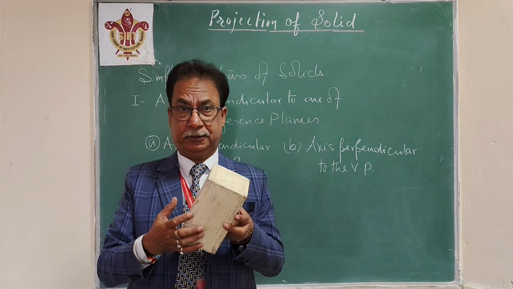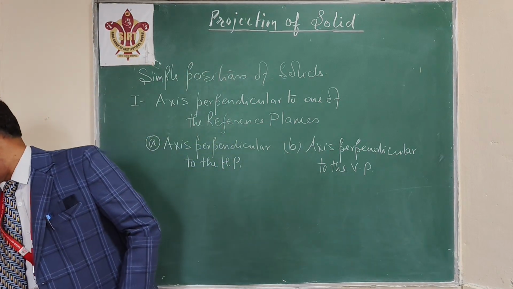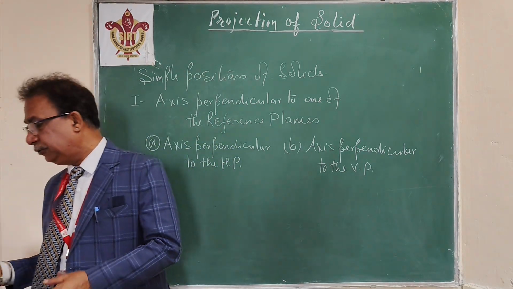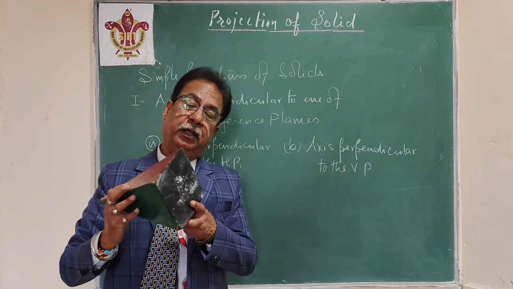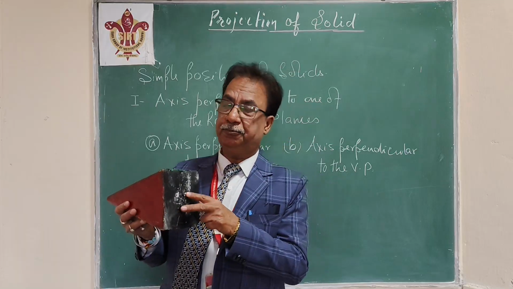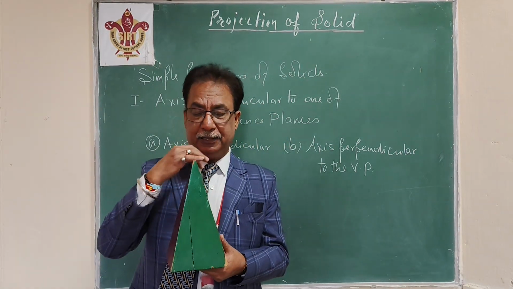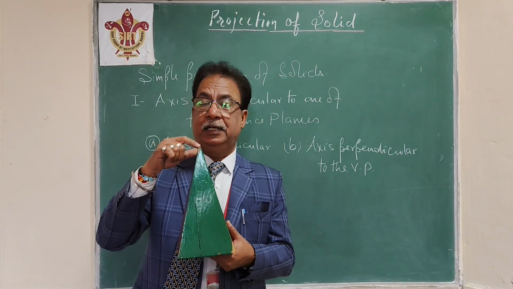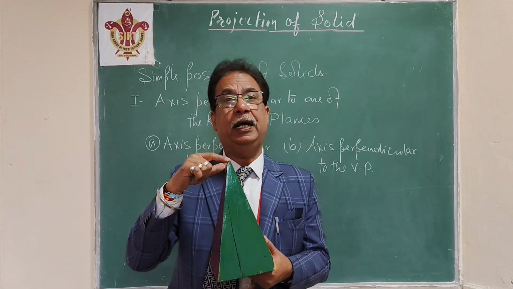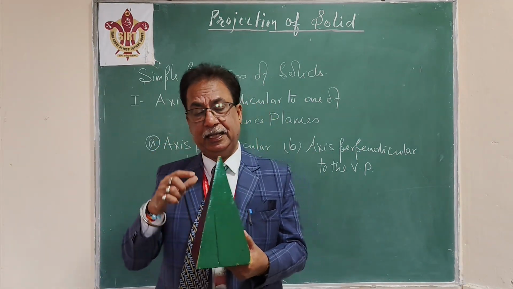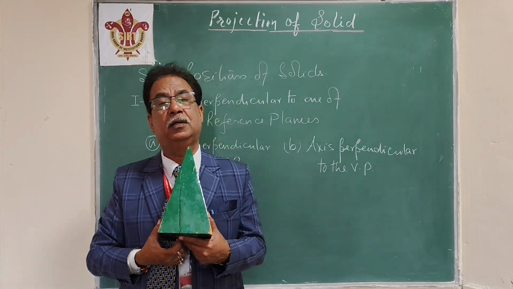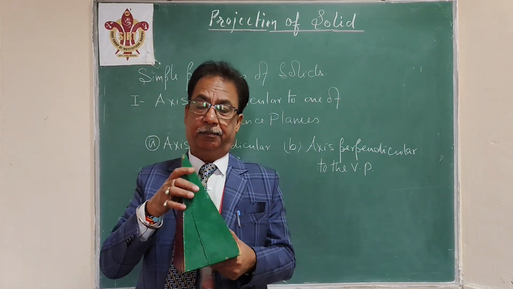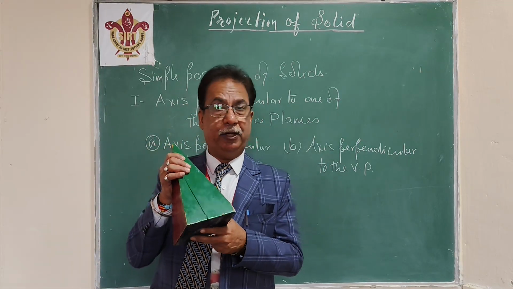and also the faces are rectangles. In the same way, I have one square pyramid with me. In this square pyramid, the base is a square, it has 4 triangular faces, and this point is known as the apex. In this case, the axis is the line which passes through the apex and the center of the base. Again, my pyramid is a right and regular pyramid.